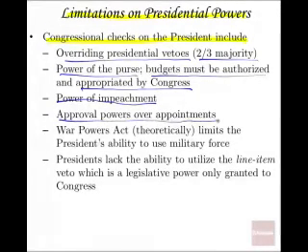Approval powers over appointments. Congress, or the Senate, can filibuster certain nominees if there's no supermajority. And again, the War Powers Act, theoretically, limits the president's ability to use military force. So the War Powers Act says the president must basically notify Congress and provide a rationale. But again, the constitutionality of that has been questioned.